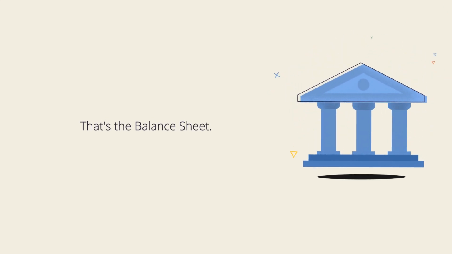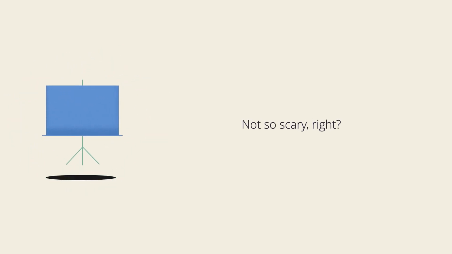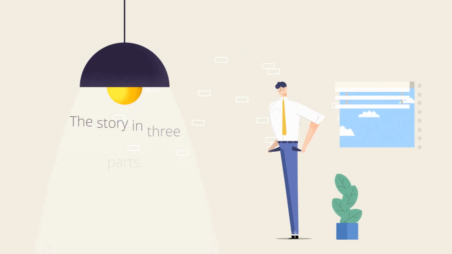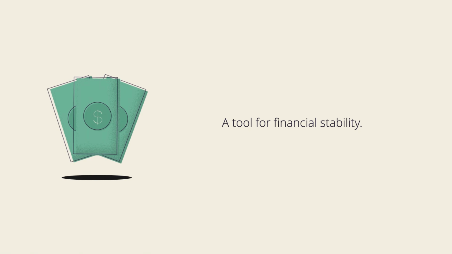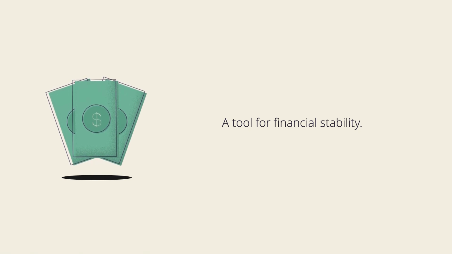And that's the balance sheet. Not so scary, right? It's a story in 3 parts: what a company owns, assets; what it owes, liabilities; and what's left for the owners, equity. By understanding that assets equals liabilities plus equity, you have a powerful tool to see a company's financial stability at a glance. This is the first step.